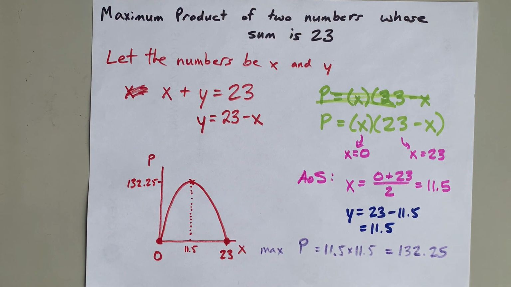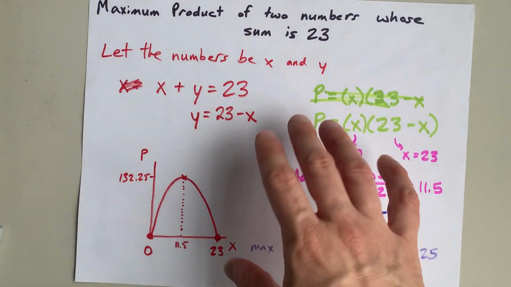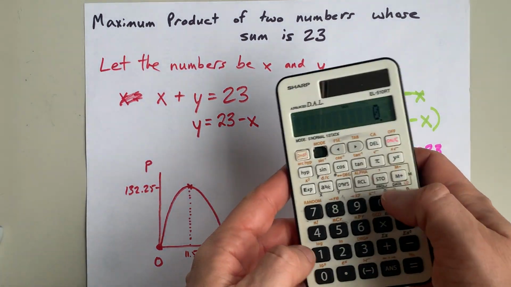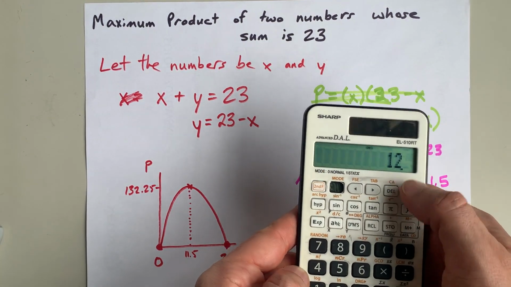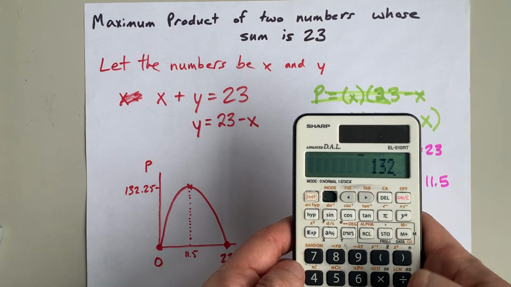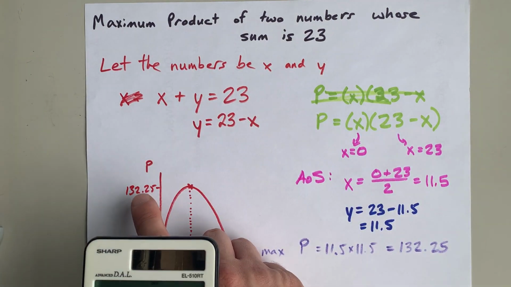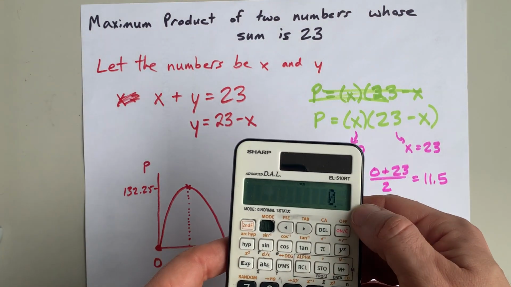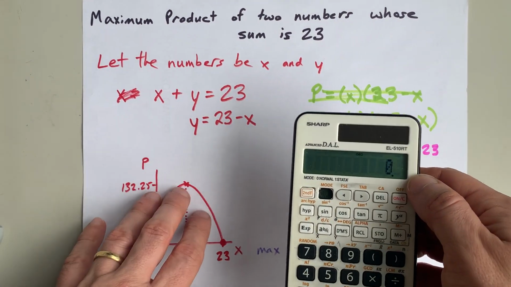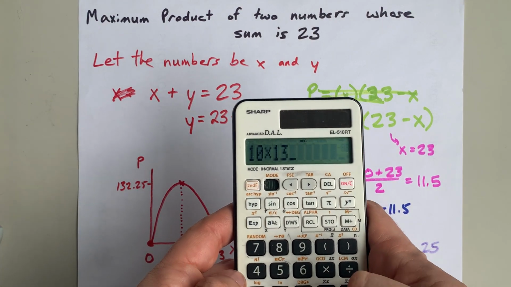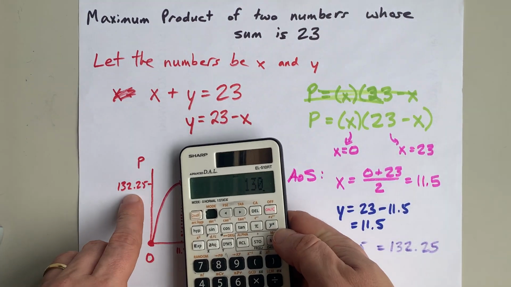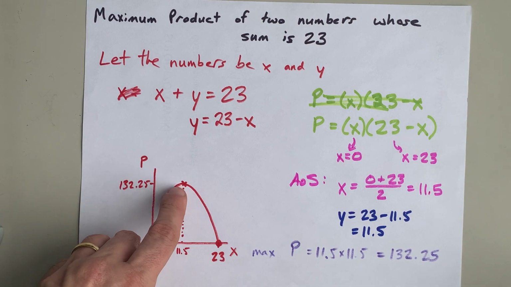And that maximum value is 132.25. Let's just do a thought experiment here. What if I chose x to be 11? Well, 23 minus 11 is 12. And then 11 times 12 is only 132, which is less than that. If I chose x to be 10, the other number is 13. When I multiply those, I get a number less than that, because that's the maximum.